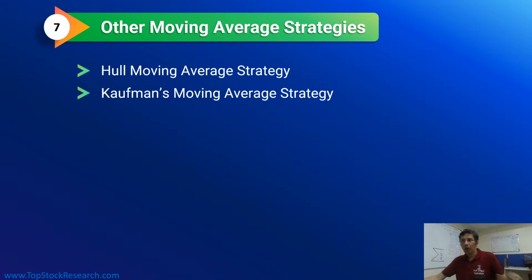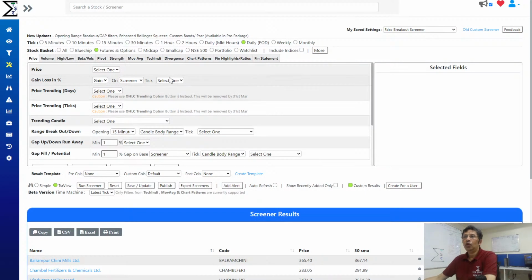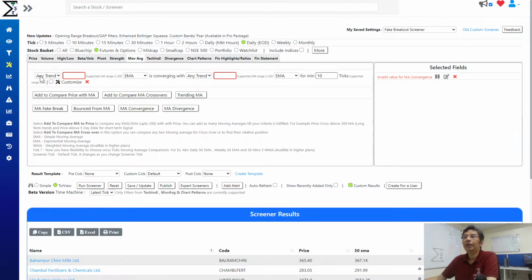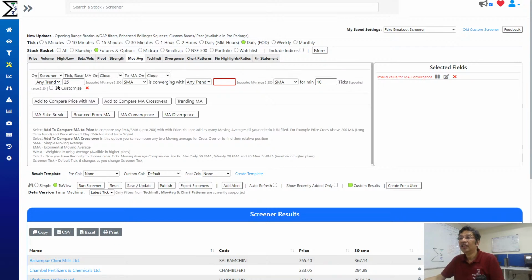So what I'll do is I'll skip for a second before I move into the other moving averages. I'll give you 2 more features which are here. Number 1 is moving average convergence, right? For example, if you're looking at, let's say, the 20 moving average converging with the 50 moving average, right?